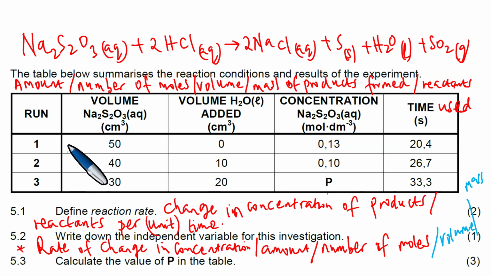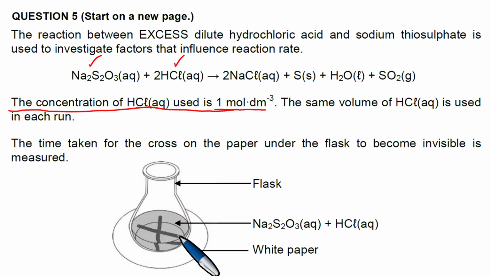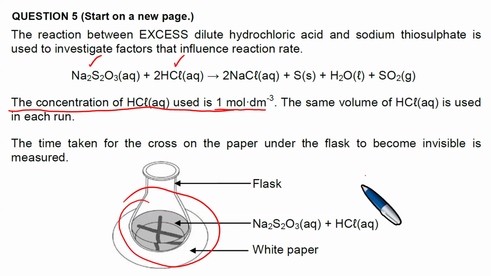So we have 3 runs. In the 3 runs, we have 1 mole per cubic decimeter of concentration of the HCl, and then this one, we vary its concentration. So we vary the concentration of the sodium thiosulfate, right? And when you do that, we want to see the time it takes for the cross to disappear, such that when we look like this, we don't see the cross anymore. That is our wish, so that the cross disappears, okay?